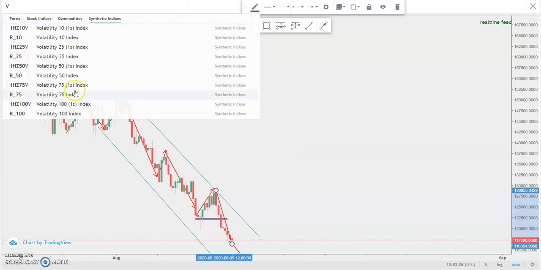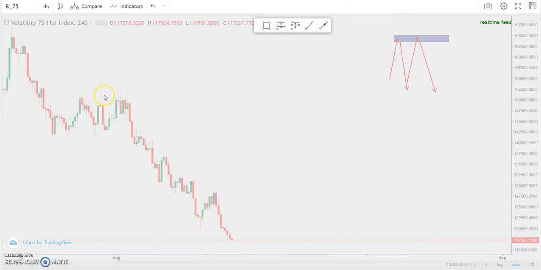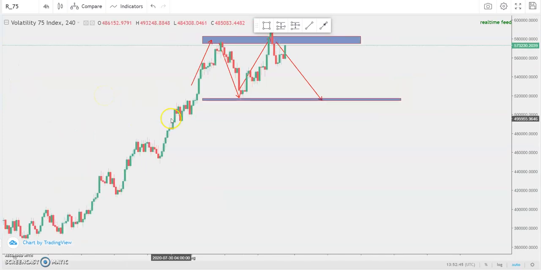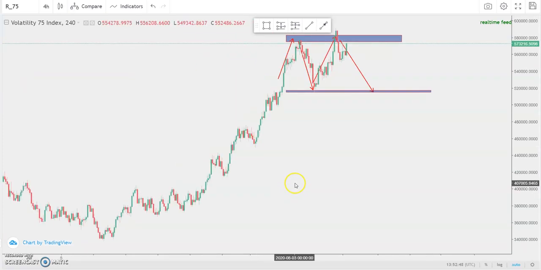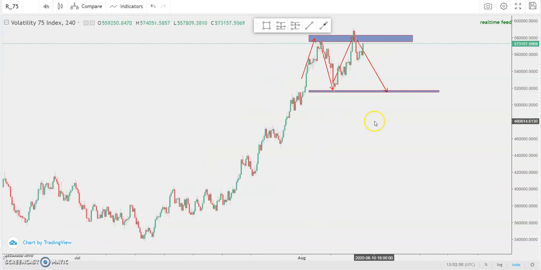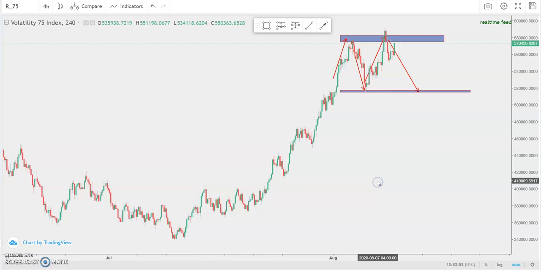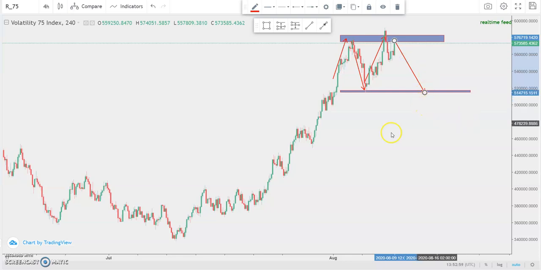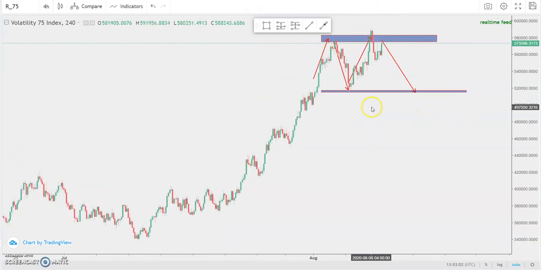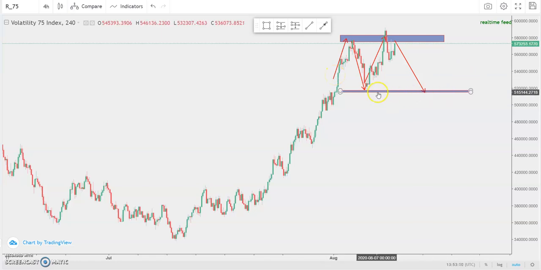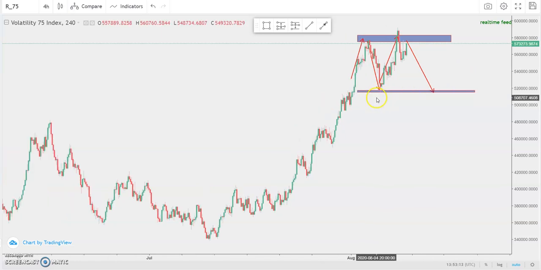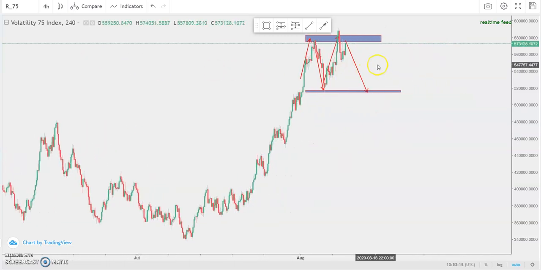After V75 1S, we got V75. So V75 has been acting up. This is what I'm expecting. I think it's a little bit straightforward. I'm expecting it to bounce from this region going down. Currently it's bullish, but over this coming week I am expecting it to start dropping and head for this support zone that it once tested. I don't know, guys, what you think about that, but this is basically my analysis.